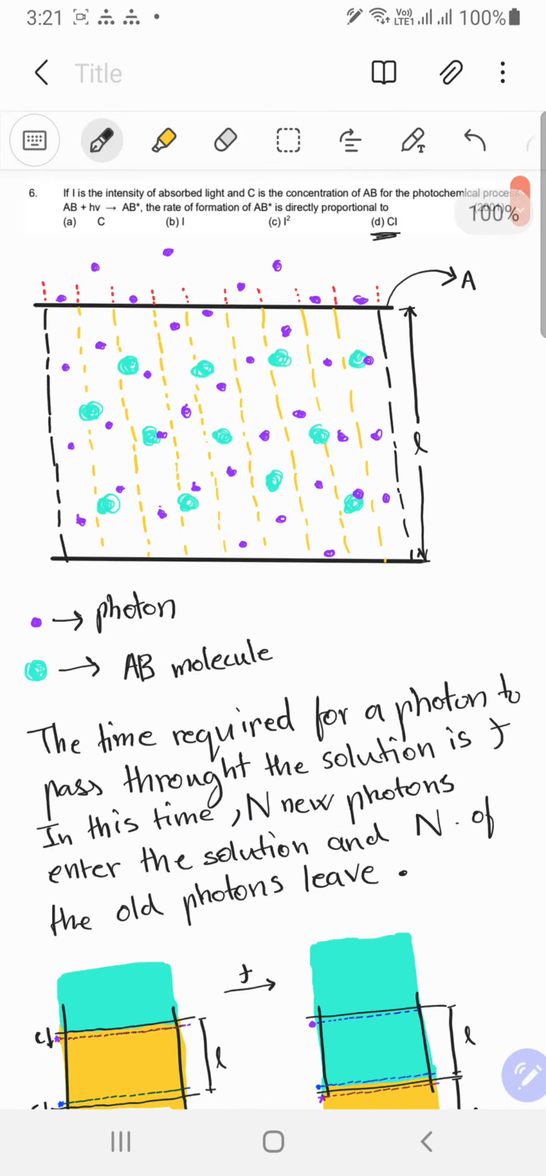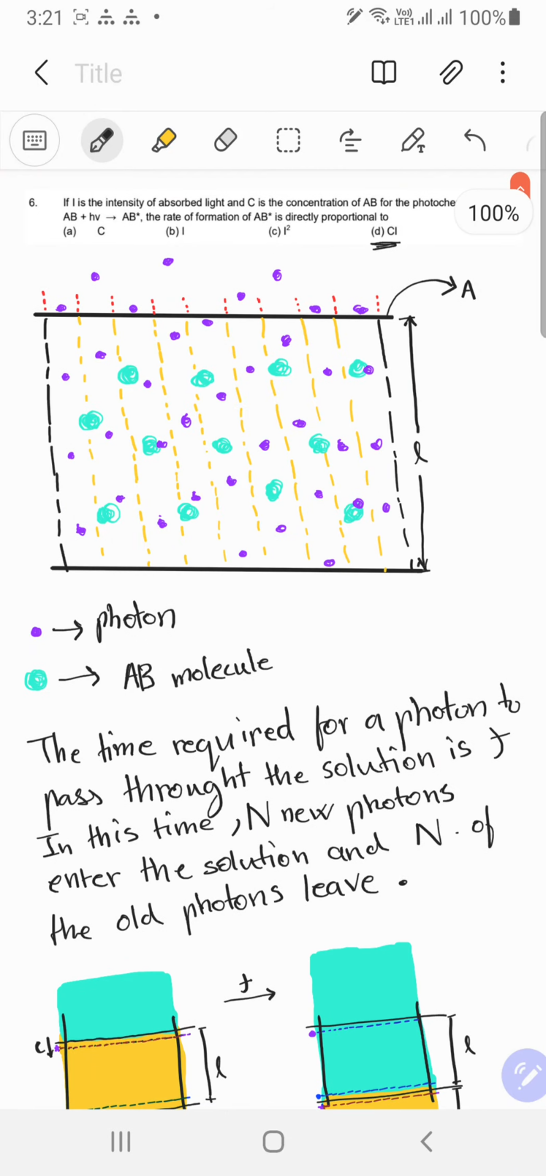Okay, so this is a nice question. If I is the intensity of absorbed light and C is the concentration of AB for the photochemical process, AB plus h mu gives AB star, that's the product. The rate of formation of AB star is directly proportional to what? The answer they gave for this question is D, C times I. And why is that? I'm going to explain this.